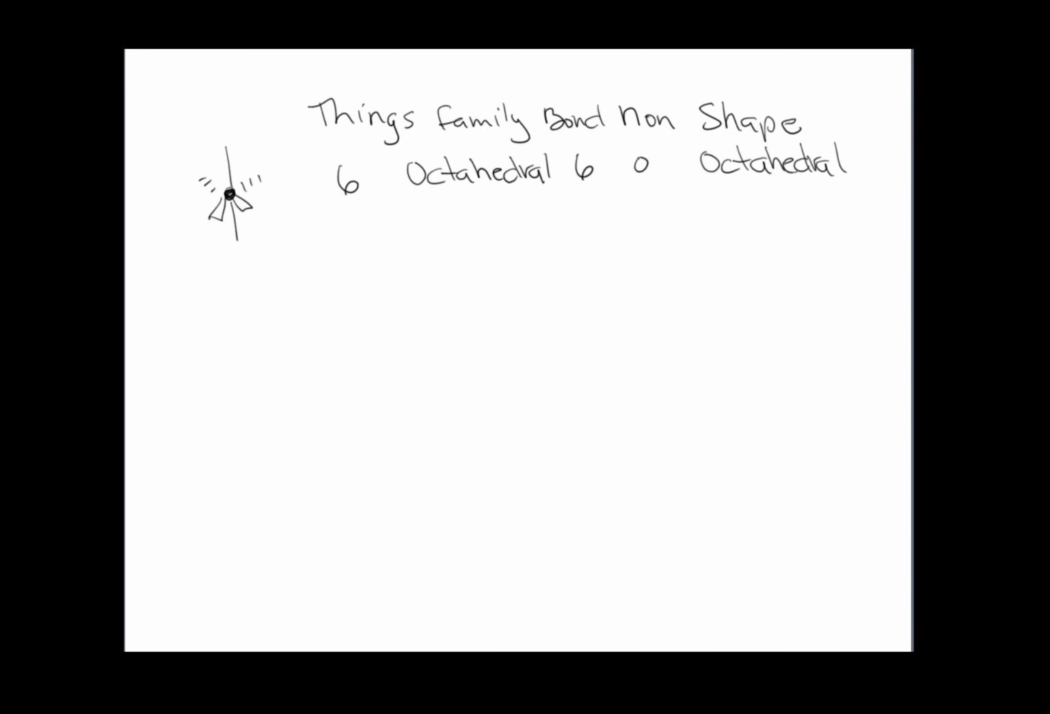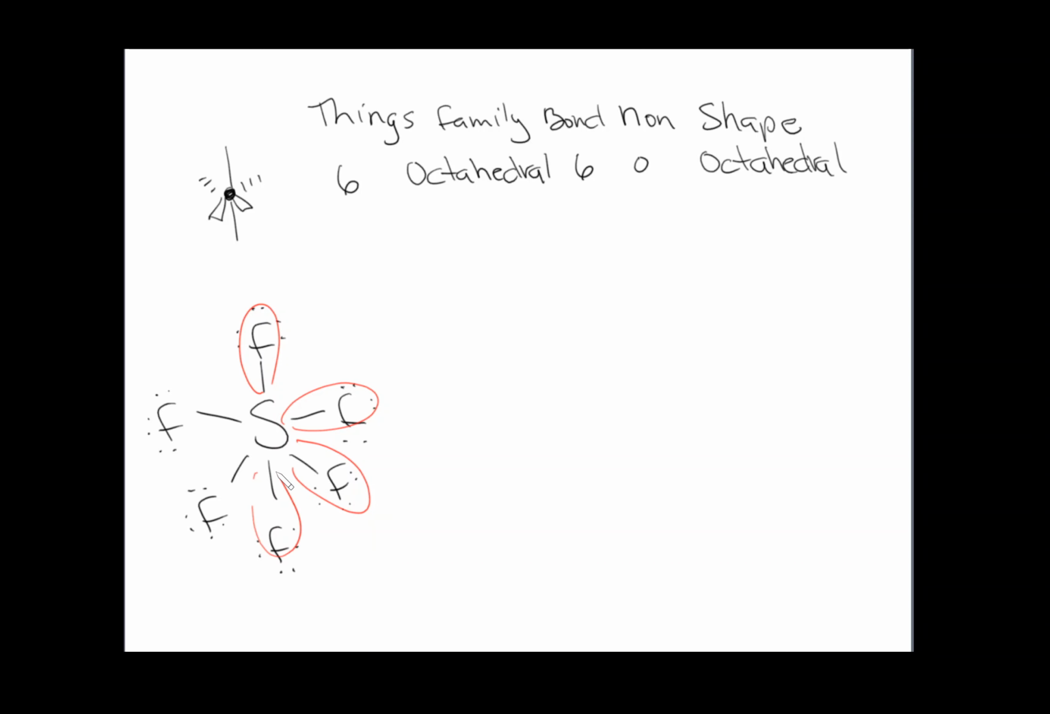A great example of this is SF6. Are you recognizing my little flub from before? I drew an octahedral instead of a trigonal bipyramidal. Okay, how many things are around your sulfur? 1, 2, 3, 4, 5, and 6. So it's family 6, and 6 are bonding, and there are no non-bonding, so it's octahedral.